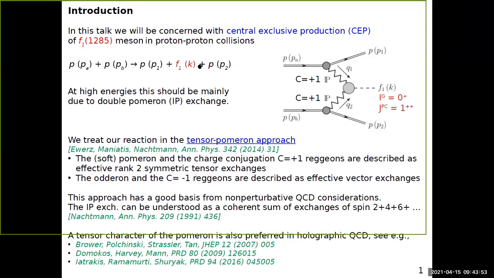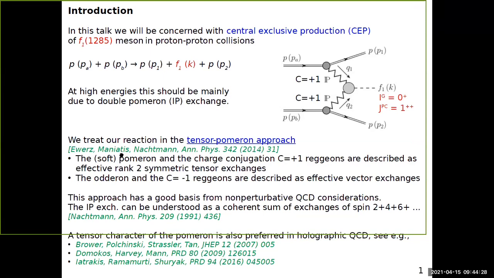In this talk, we will be concerned with central exclusive production, CEP, of the axial vector f1(1285) meson in proton-proton collisions. This is the relevant diagram, the relevant mechanism for this process. At high energies, this should be mainly due to double Pomeron exchange. So we treat our reaction in the tensor Pomeron approach, which was introduced by Carl Ewerz, Markos Maniatis, and Otto Nachtmann.